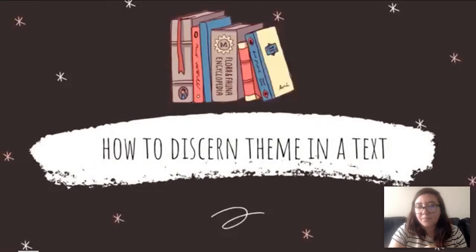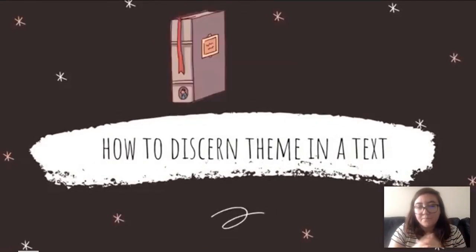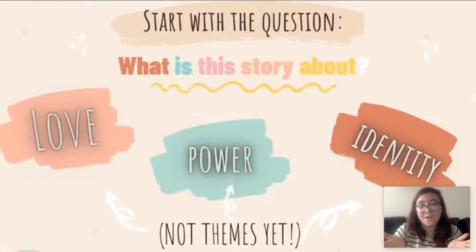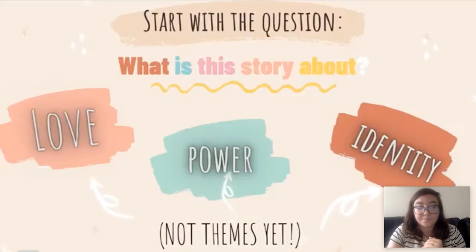How to discern theme in a text, or how to find one. There's some other tricks I'm going to give you this year, but let's start with thinking about this question. What is the story about? Pretty simple. For this question, you want to come up with some one-word answers, like love, identity, power. Remember, these aren't themes yet. It is what the author is saying about these one words that is going to give us the theme.